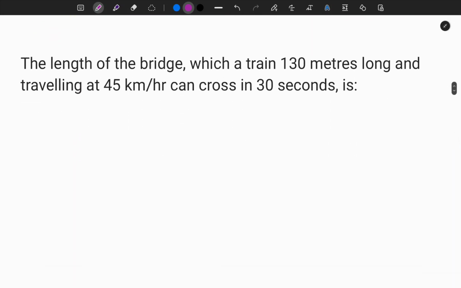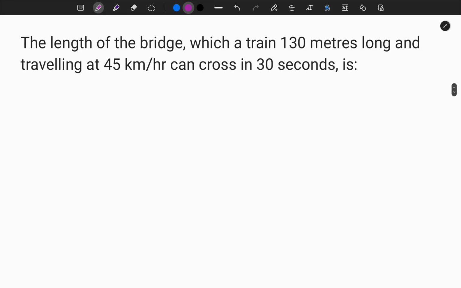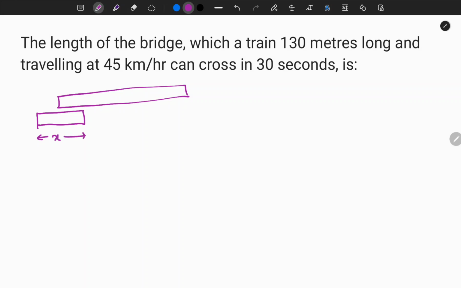Now the next question. The length of the bridge which a train 130 meters long and travelling at 45 kilometers per hour can cross in 30 seconds is. So basically, let's say that this is your train and this is your bridge. Let's say that the length of the bridge is x and the length of your train is 130 meters.